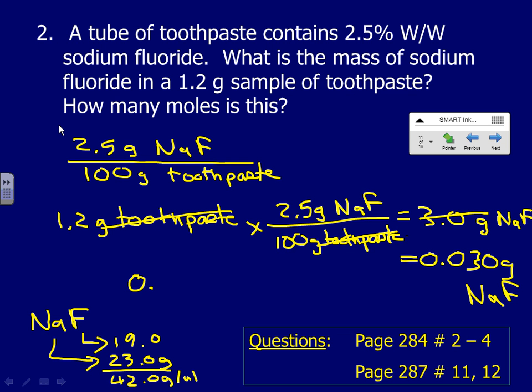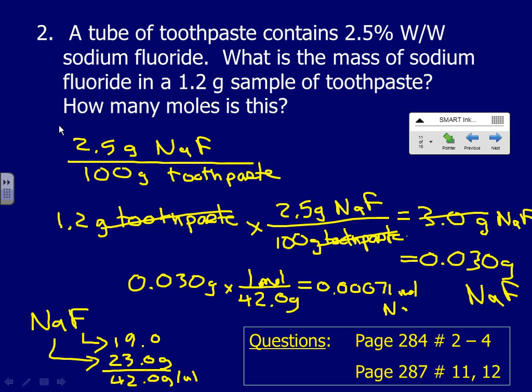We could have just kept going with the conversion factor, but that's okay. 0.030 grams, 1 mole over 42.01 grams. And what do we get? Yep, Alice. 0.0007. Do we need one more digit on the back end? 71 moles NaF. Okay?